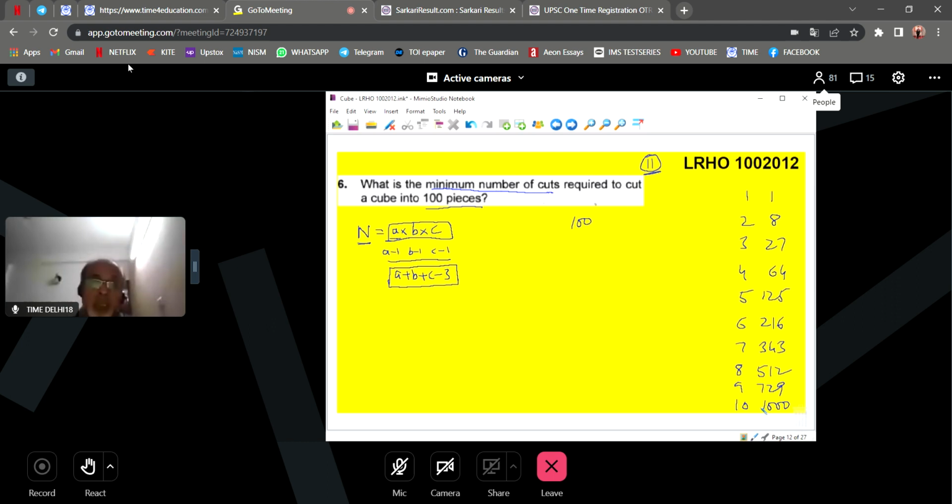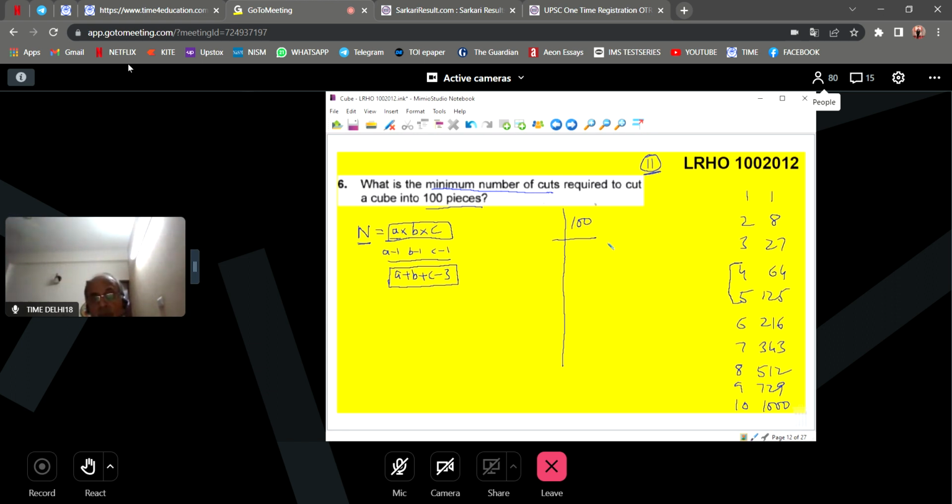क्या करूंगा इसके लिए मैं? First thing I'll do, I'll see where this number falls. ये वाला number कहाँ पे है? This number is between 4 cube and 5 cube. So this 4 cube and 5 cube is my base for 100.